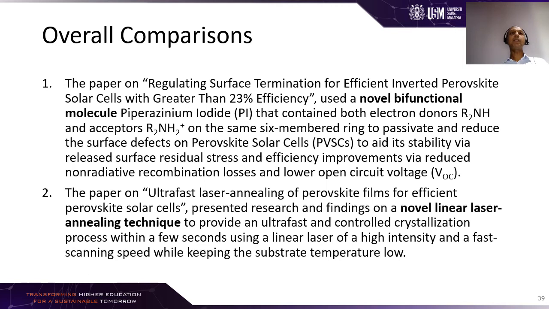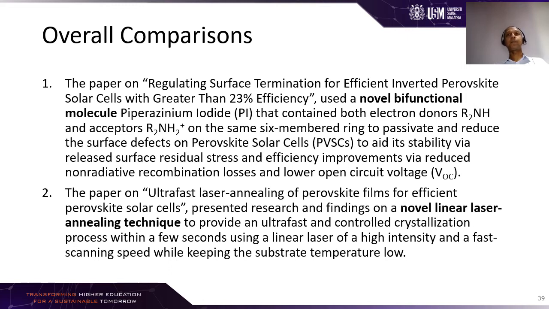Now, paper number 2, on the ultra-fast laser annealing of perovskite films for efficient perovskite solar cells, presented research and findings on a novel linear laser annealing technique to provide an ultra-fast and controlled crystallization process within a few seconds, using a linear laser of high intensity and high scanning speed while keeping the substrate temperature low.